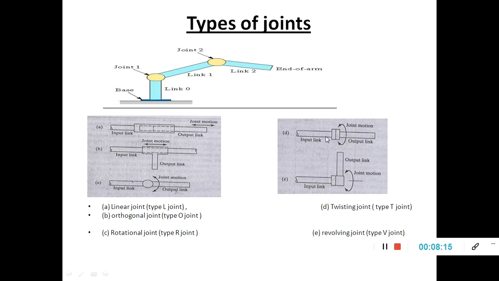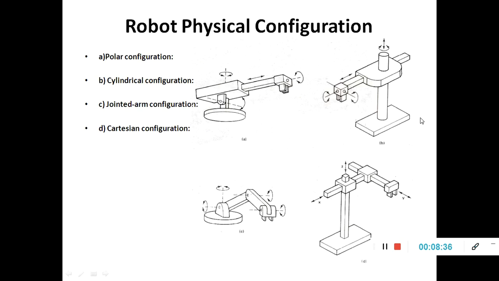In four-wheelers, for example, the propeller joint is a twisting joint, right? Then the last one is the revolving joint. Here link 1 and link 2 are perpendicular to each other, and the joint motion has rotary motion at the joint. These are the different types of joints provided in robot technology.